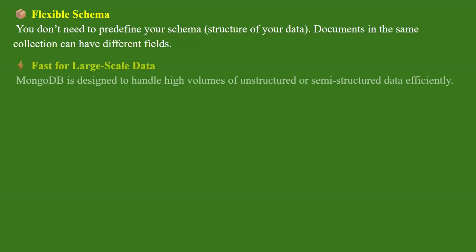Next, MongoDB database is fast for large scale data. If you have a large volume of data, then write and read operations are very, very fast in MongoDB. MongoDB is designed to handle high volumes of unstructured data, especially if you want to do read and write operations. In that case, MongoDB databases are very, very fast. You can retrieve the data very fast, and in a very fast way, you can insert new data.